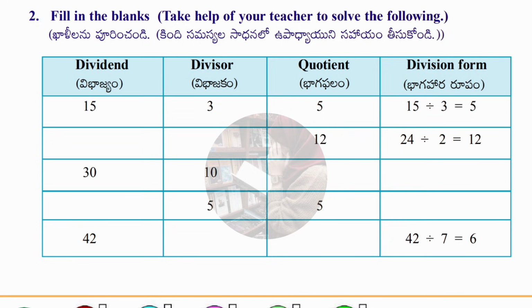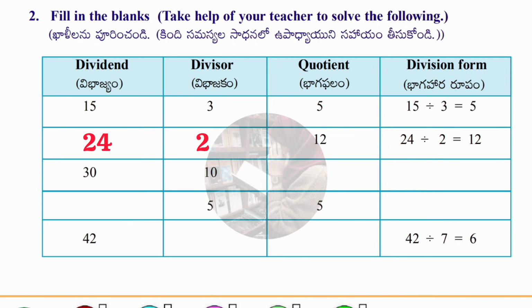So here we have to observe first, then we have to write it down. So here in the first row they have already given 15 as dividend, 3 as divisor, 5 as quotient. From this we can write the division form as 15 divided by 3 equal to 5. So in the second row we didn't give the dividend and the divisor, only quotient is given and the division form is given. What is the division form here? 24 divided by 2 equal to 12. Okay, by seeing this we can easily write what is dividend. So what is dividend here? 24 is the dividend, 2 is the divisor, quotient already given 12.